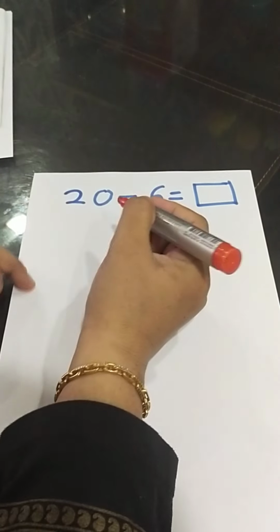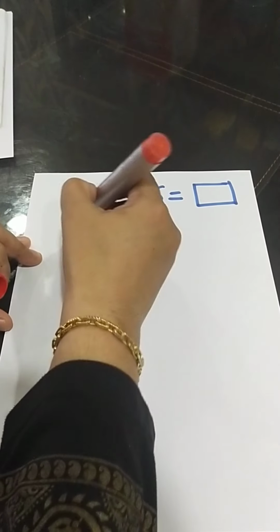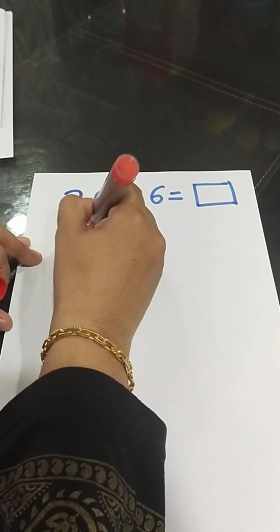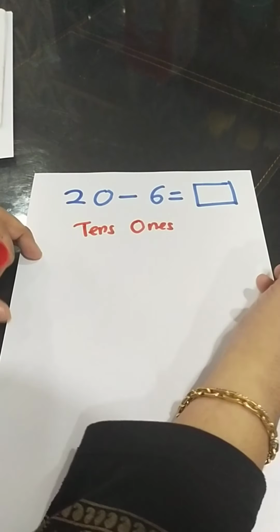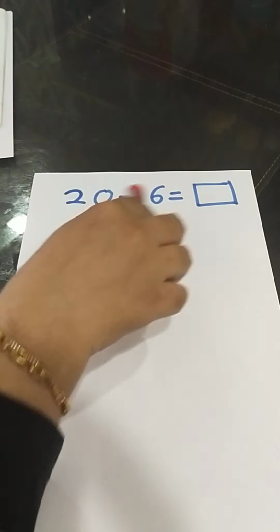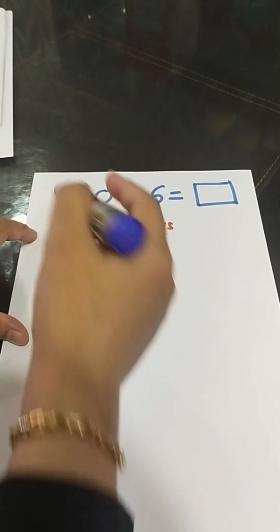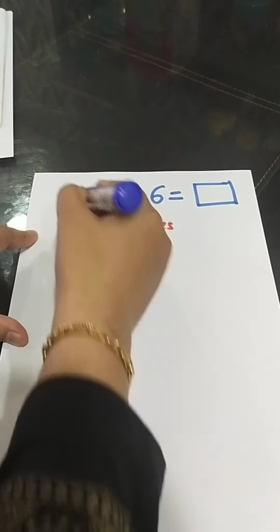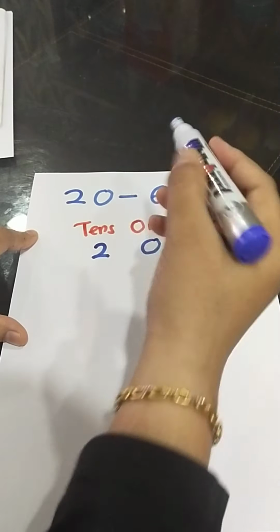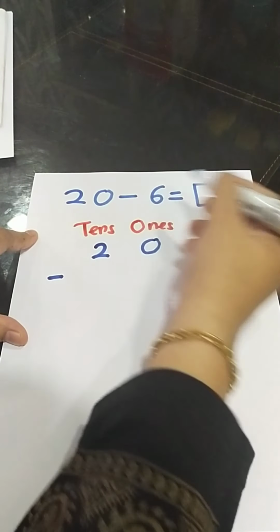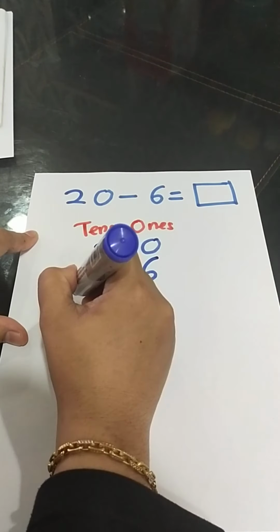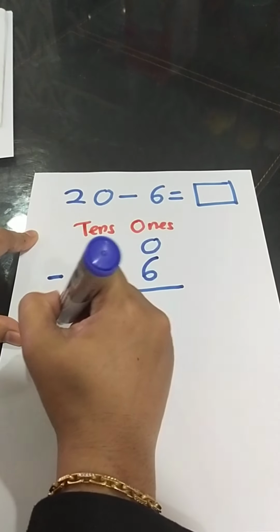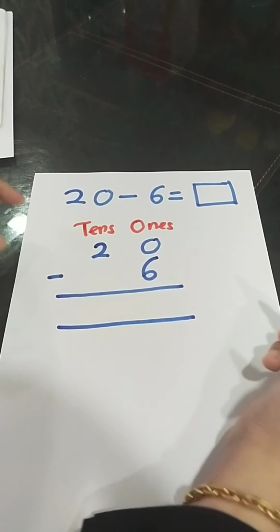Okay, first as usual we write the place value, tens, ones. And then we put the number to the correct place value. Okay, 20. So 2 at tens, 0 at ones. And then minus 6, 1 digit. So we put at ones. 6. Okay, and then we underline.